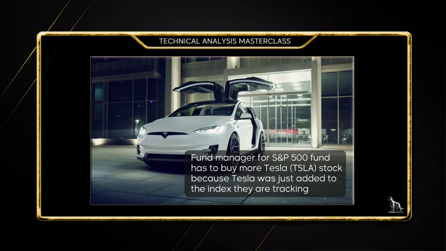So let's say you're a fund manager, a mutual fund manager for the S&P 500. And because of that, you're forced to buy Tesla because they're being added to the index. So they weren't in the index prior, now they're getting added. And now you have to buy the stock because of their addition to the index. And it's not because you think it's a great stock or anything. It's just because it was added to the index, so you have to do it. That's going to cause an unusual amount of buying and could change that breakout because all of a sudden there's buying for reasons beyond, let's just say, market sentiment.